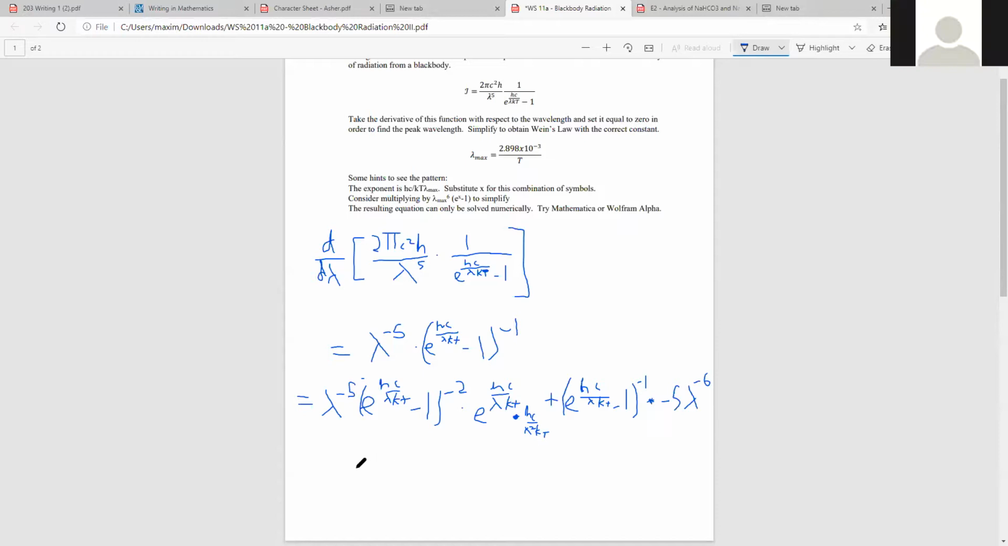We do lambda KT over HC as x. All right, I think it's time now to stop writing HC over lambda KT. Just call that X. Because the lambda is going to cancel away for you, right? Yeah, because you've got lambda to the minus fifth in one term and lambda to the minus six in the other. There you go.